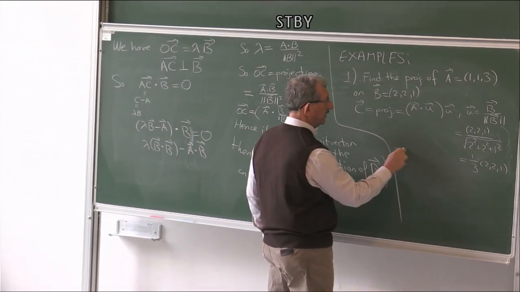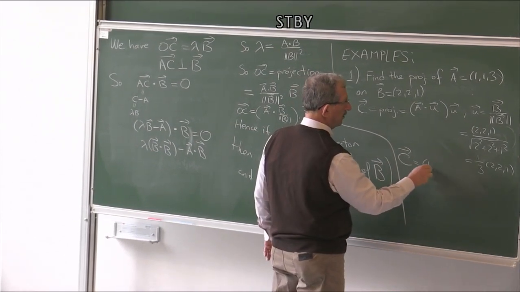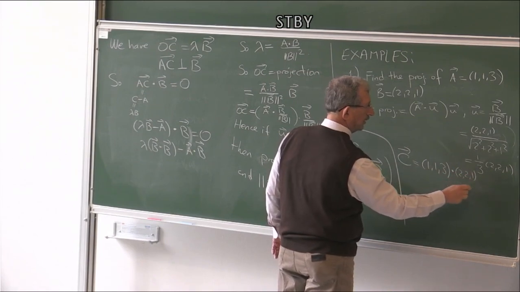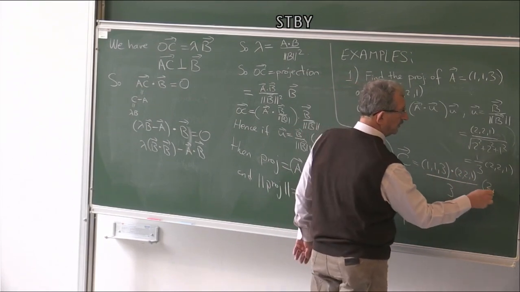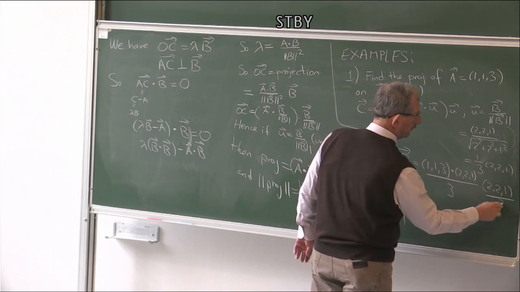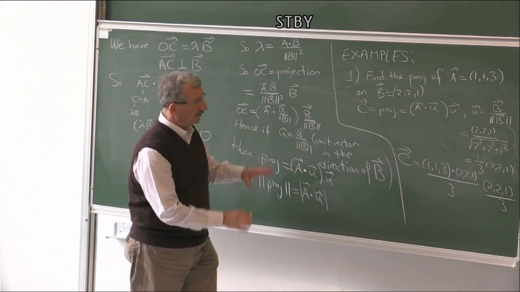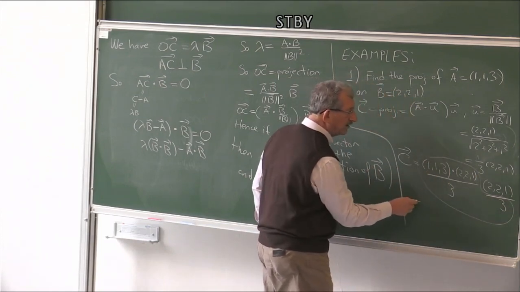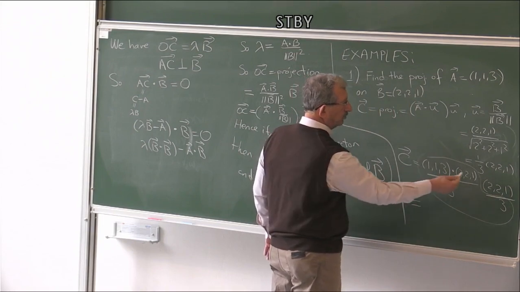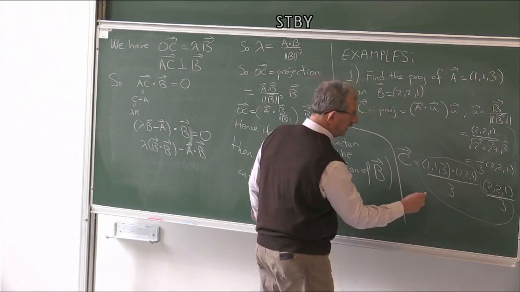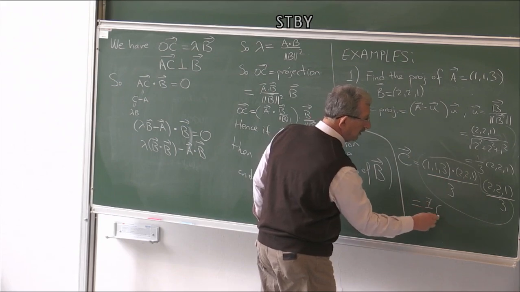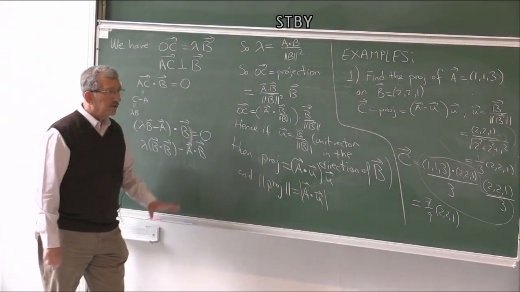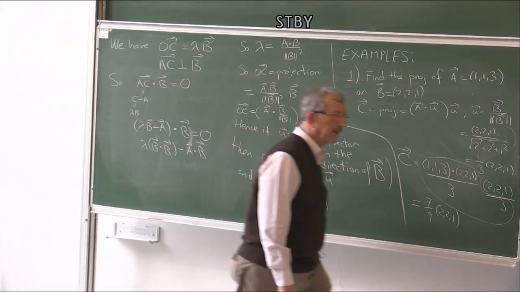Thus, C becomes A dot (2, 2, 1 over 3) times (2, 2, 1 over 3). I'm putting the vectors. This is a vector. This is not. This is a scalar. And that is, of course, 2 plus 2, 4 plus 3. So that's 7 over 9 times 2, 2, 1. This is the projection vector as wanted.